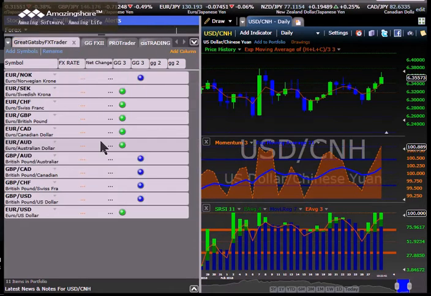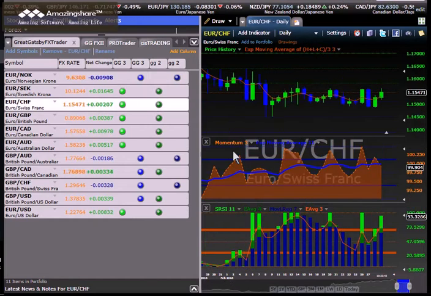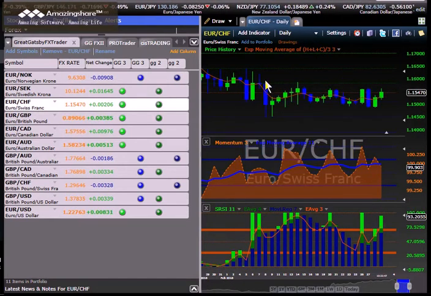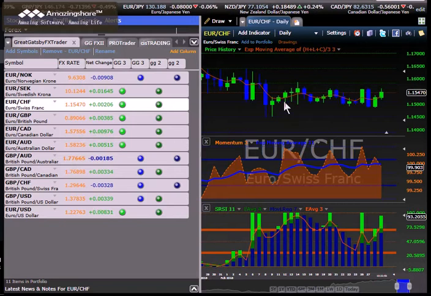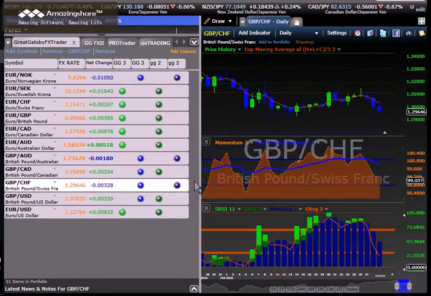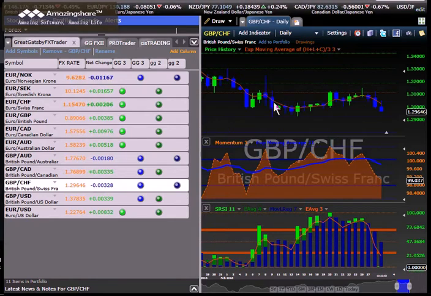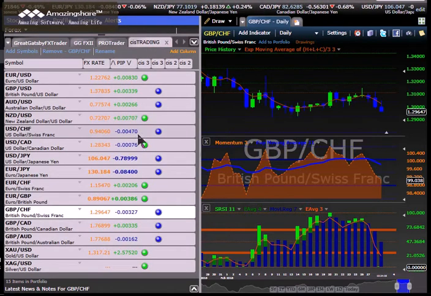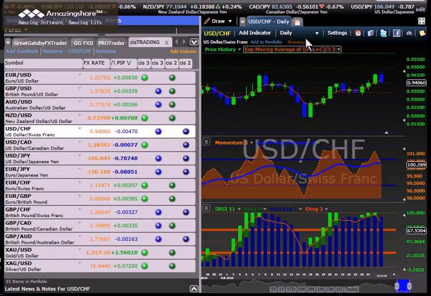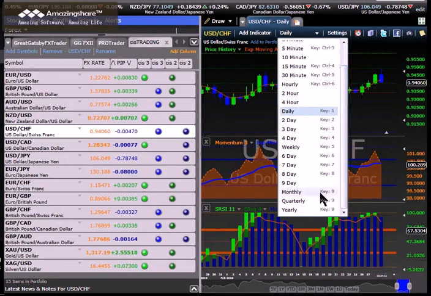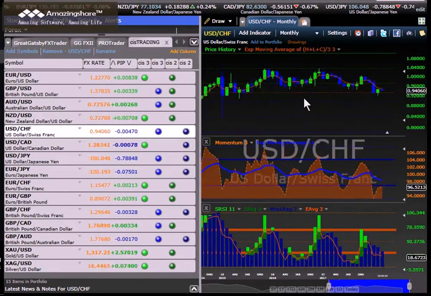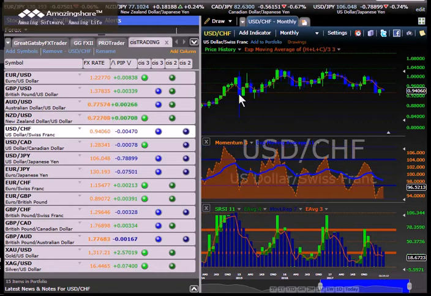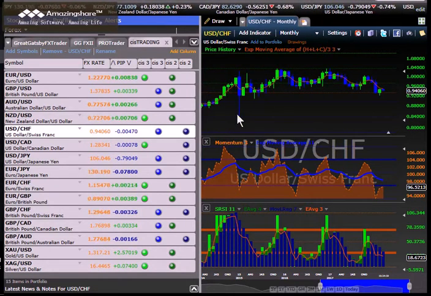This is significant because when we look at the euro and the Swiss franc, we have a bearish piercing low and a range-bound trade between the high and low of that bearish piercing low. When we look at the British pound against the Swiss franc, we have a bearish spinning candle and a range-bound trade between the high and low of that candle. When we look at the US dollar and the Swiss franc, on a longer-term basis, on a monthly chart, we've been in a range-bound trade between the body and the high of this bearish piercing low on the monthly chart.